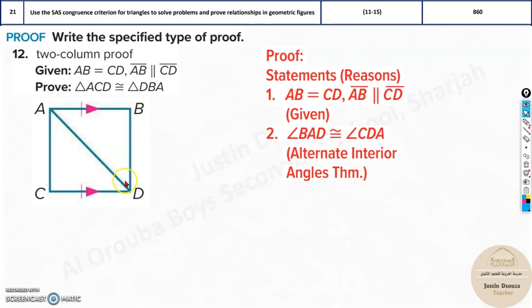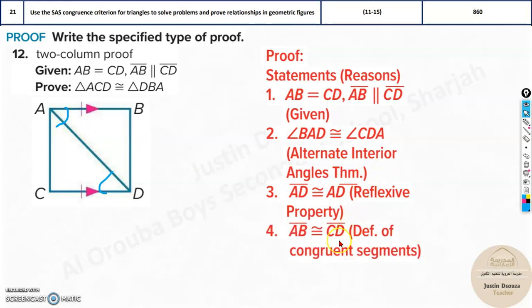You can see BAD and CDA are congruent. Why? Because these are parallel, so these are interior angles. That's it. Next, AD and AD is the same because it's a reflexive property. It's the same, right? They're reflexive property.